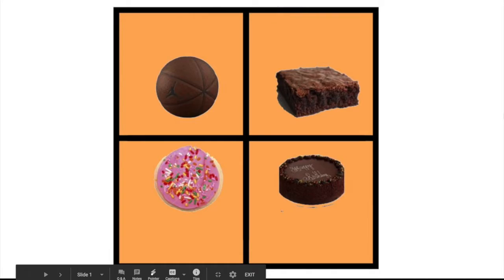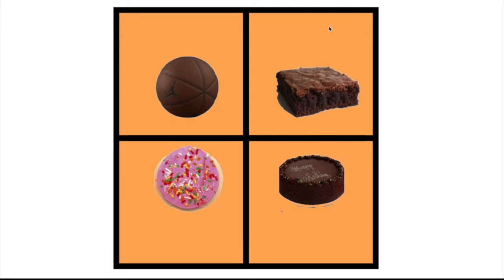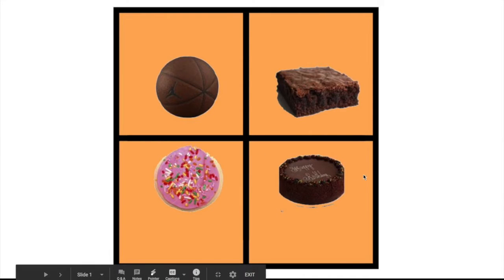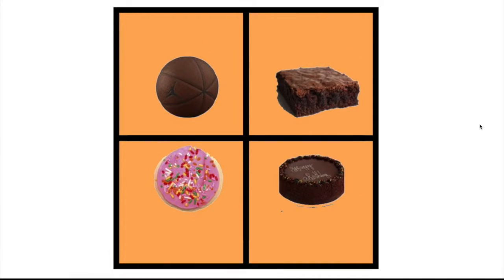Let's get started. Okay, so here is the first of the which one doesn't belong activities we're going to take a look at. As you can see, there's 4 pictures, one in each section of the orange square. Now, as you look at it, you can think of a reason why one of them doesn't belong. Take a moment and think about which one you think doesn't belong and why.